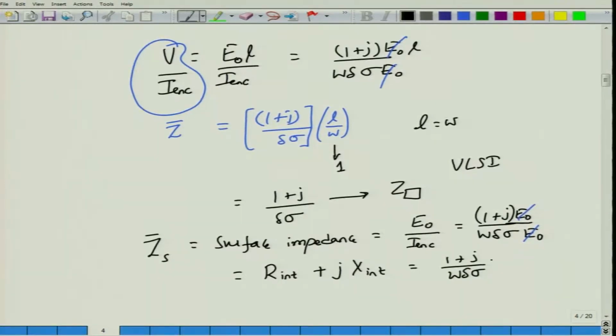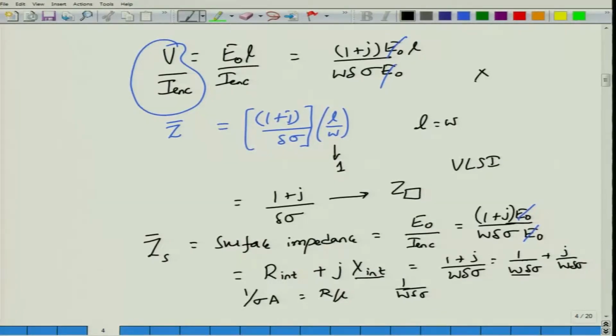Where again you can rewrite this one: this is 1 by W delta sigma plus j by W delta sigma. What is this W into delta? This is area, and then you have 1 by sigma times area, right. So 1 by sigma times area is resistance by L of a long tube which has an area of A. The resistance of such a tube, as you know, is given by L by sigma A. So this component R int can be thought of as resistance per unit length. Similarly, X int will be equal to 1 by W delta sigma, and X int is equal to omega times.